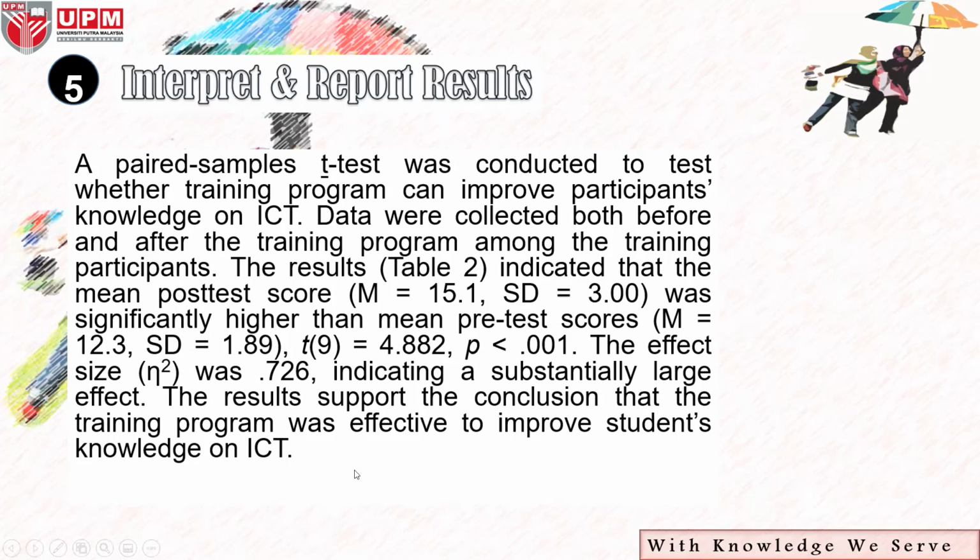So this is how you can report your effect size. The effect size, eta squared, was 0.726, indicating a substantially large effect. Instead of just knowing that there is a significant difference between the post-test and pre-test, we report how much, we quantify how much the difference is, which is 0.726, indicating a substantially large effect size. So the results support the conclusion that the training program was effective to improve students' knowledge in ICT. This is an example.